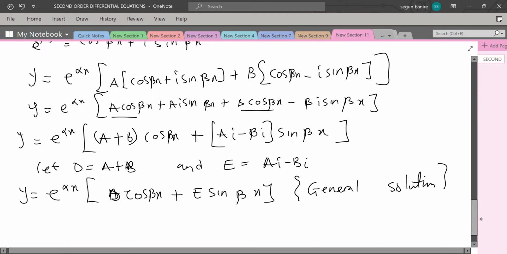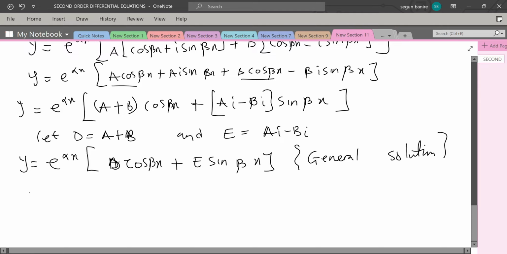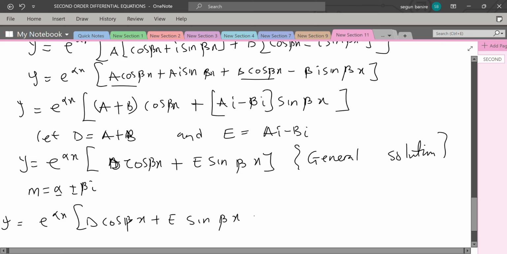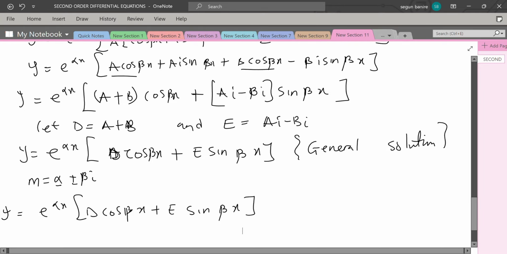So the point is, if you have a complex solution α plus βi, your general solution will just be this. The α you get will be here, then you get a constant times cos, the β will be here, you multiply it by x, then plus another constant times sin βx. So this E and D could be anything. You can even put A and B there, or C and F, any constant.